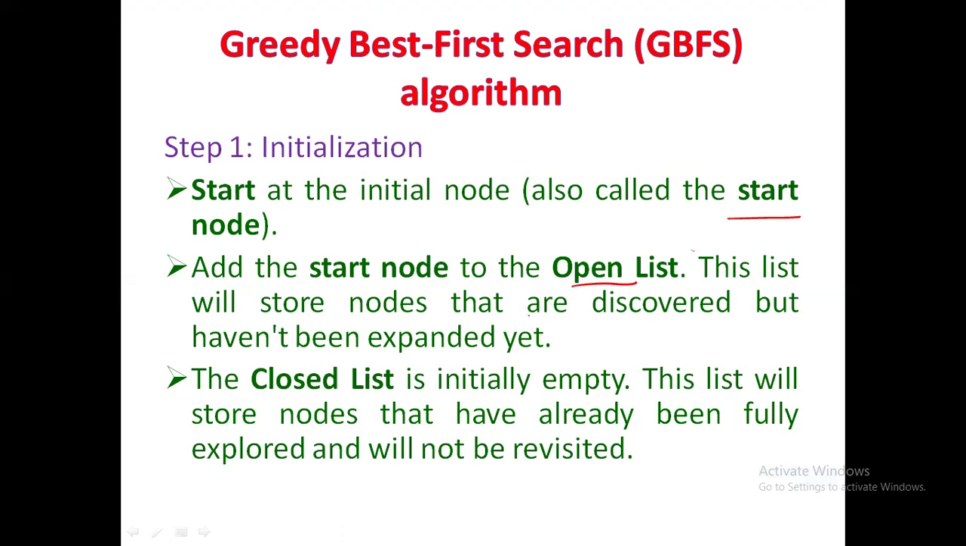The open list is a collection of nodes that are known but have not been explored. The closed list, on the other hand, is initially empty. This list is used to track nodes that have already been fully expanded and explored. By separating nodes into open and closed lists, the algorithm can efficiently prioritize which nodes to explore next while avoiding revisiting previously explored nodes. This setup lays the foundation for the algorithm's search process.